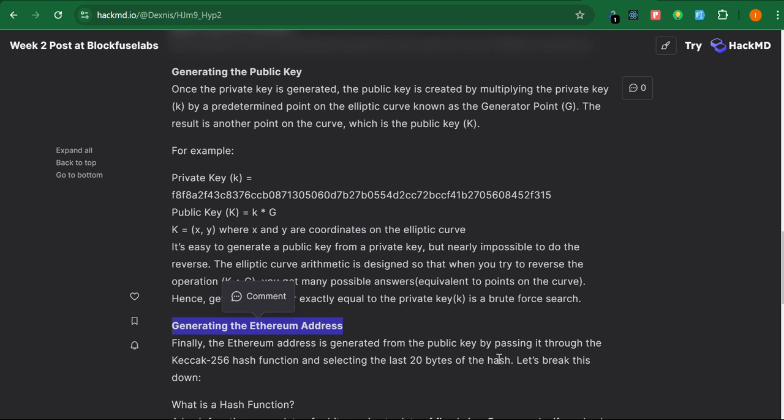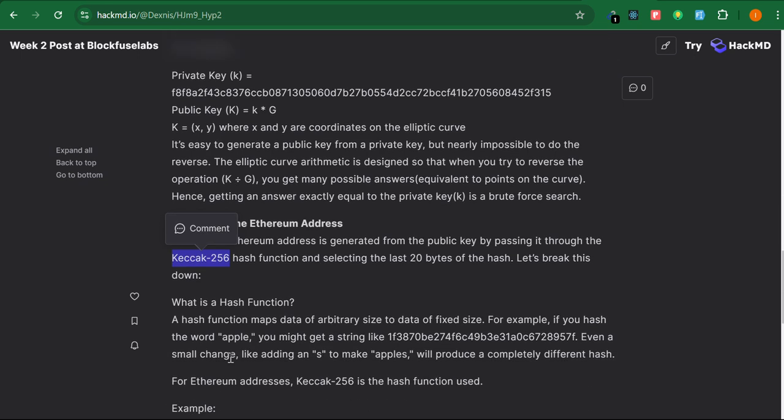Let's break this down. This Keccak you're seeing here is the name of a hash function. Now, what is a hash function? A hash function maps data of arbitrary size to data of fixed size. That is, for example, if you hash the word apple, you might get a string like this. You might get a string like this. Even a small change like adding an s to make apples will produce a completely different hash.